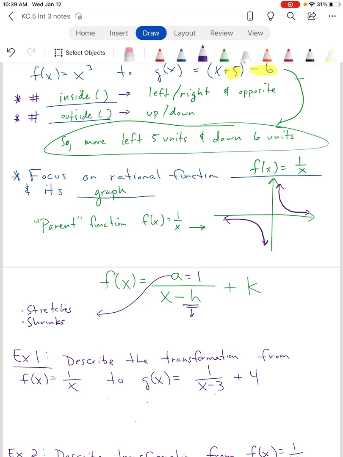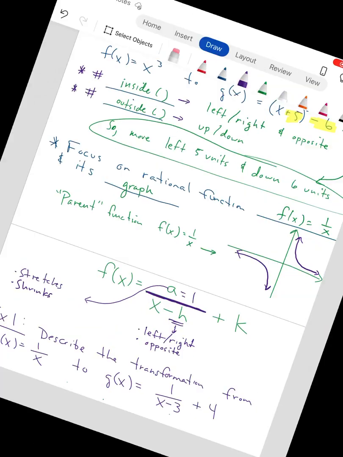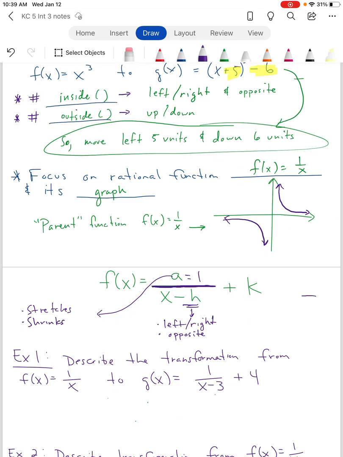h is like your number inside parentheses that we did above. I want you to think of h and x being together in parentheses because they are both under that division sign, so they are together. So this is going to move left or right, just like above, and again, it is going to be the opposite. That is the one with the x. And then last but not least, my k. k is going to move either up or down. It is not the opposite.